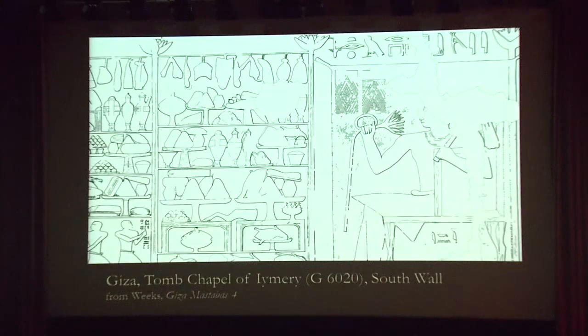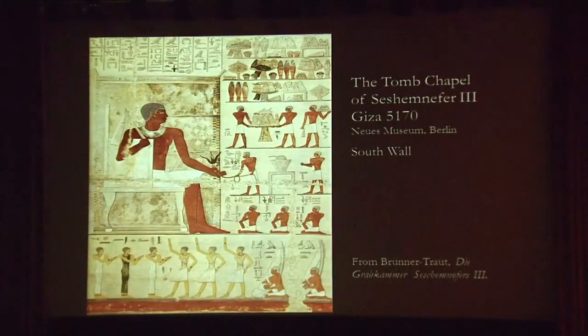There are similar depictions on the southern wall of the tomb chapel of Iymery, for example. And here you can see the pattern of the mat in the background and the ties that attach the mat to the wall, as well as the wooden columns which support the ceiling of that long room in front of him. And better still, here you can see the colored mat with the ties and so forth from the tomb of Seshemnefer III, another Giza tomb near Berlin.